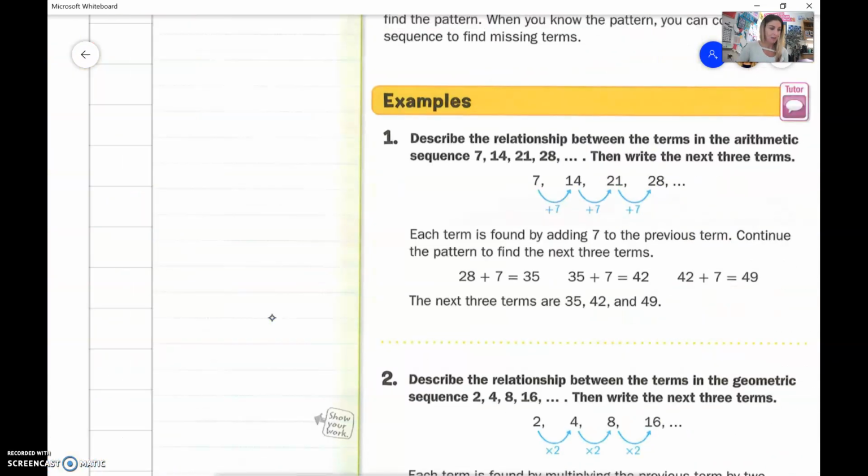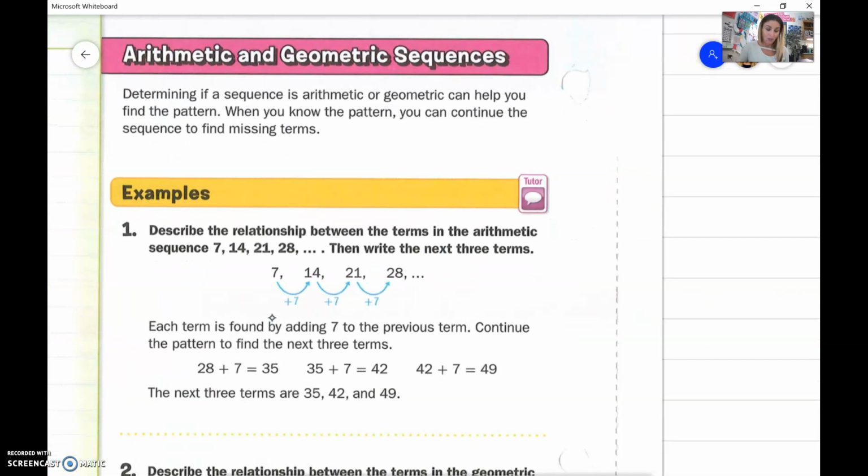All right, take a look at the next page. So here we go. We're going to take a look at this example. So we are basically trying to figure out what the rule is. Are we adding? Are we multiplying? How do we get from one term to the next? So for example, you see this. It says 7, 14, 21, 28. Here's the thing, 6th graders. If you know your multiplication facts, like you should, when you look at those numbers, you should know, okay, well, all of those are multiples, right? Because 7 times 1 is 7. 7 times 2 is 14, 7 times 3 is 21, 7 times 4 is 28.